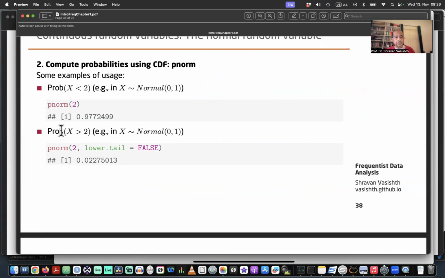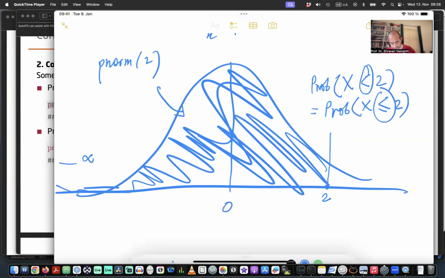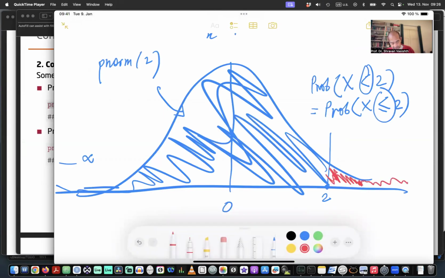Now, if you want to know the opposite, what's the probability of observing a number like 2 or something larger than 2, then there are two ways. One way is to calculate the probability of 2 or something less than 2 and subtract that probability from 1, because that gives you the rest of the probability, right? So graphically, if I want to know this probability on the right going to plus infinity, then I just want to subtract from 1 the blue probability that I computed here, and that gives me the red probability here.